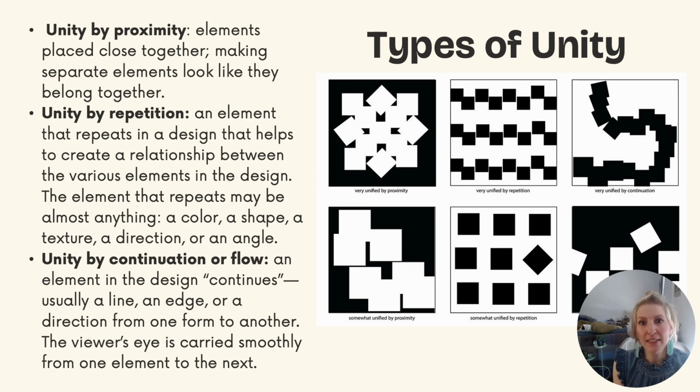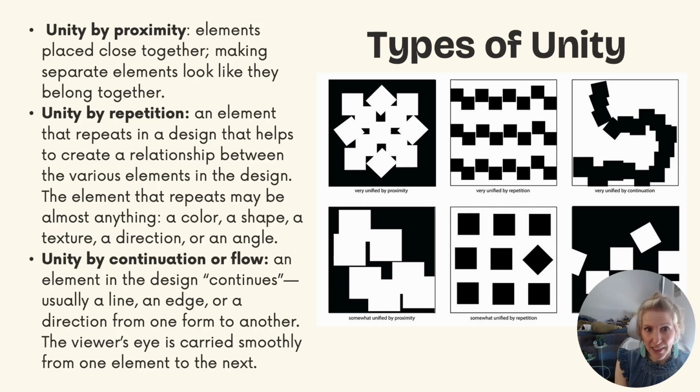Now, unity by proximity is when elements are placed close together, making separate elements, in this instance separate shapes, look like they belong together. On the left top image, you see a very unified proximity. These elements are close together, they're in close proximal relationship, and that really creates a sense of cohesion. The bottom left image is somewhat unified. There's a little bit of a break of that consistency, but we still see a harmonious composition by how proximal or how close those shapes are together.